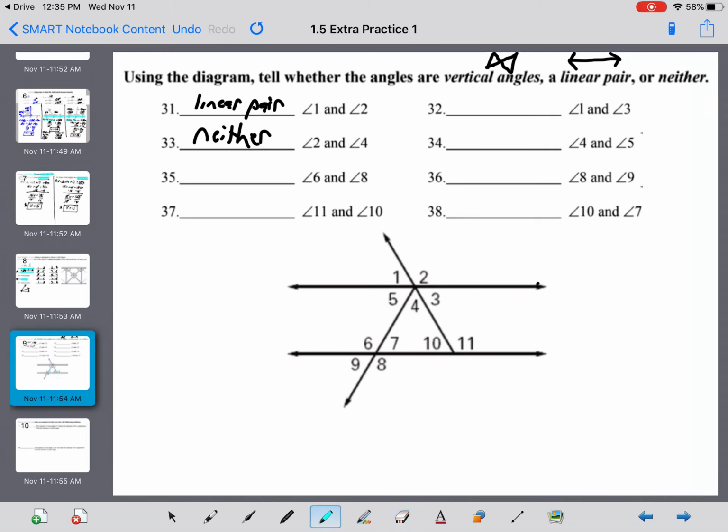Angle 6 and angle 8. Well, here's angle 6 and here's angle 8. And those are vertical angles because they make our bow tie.